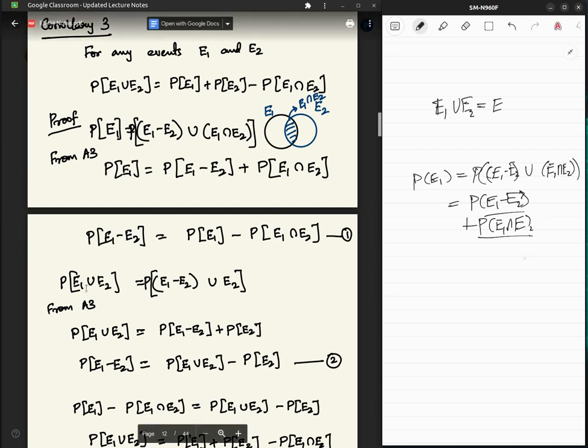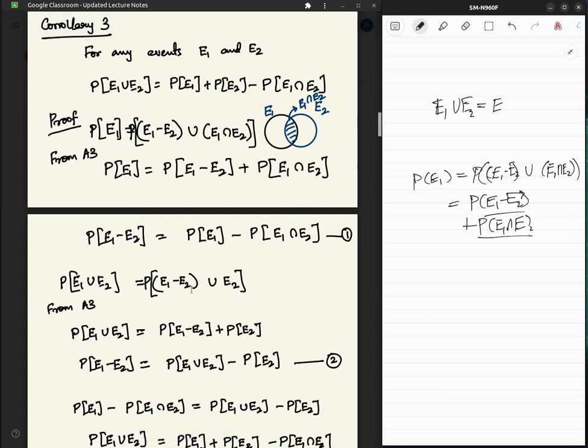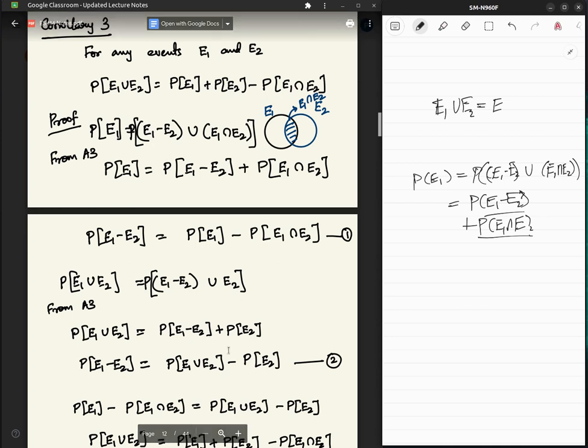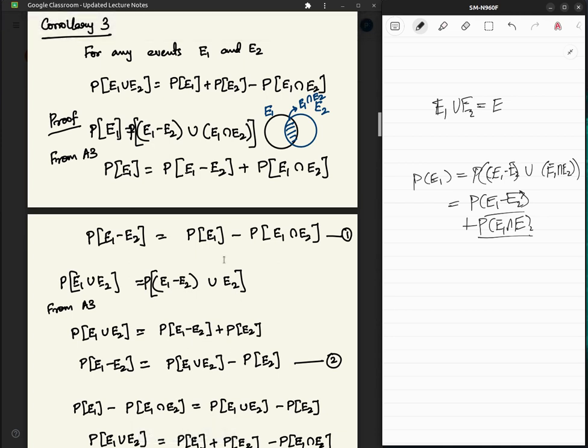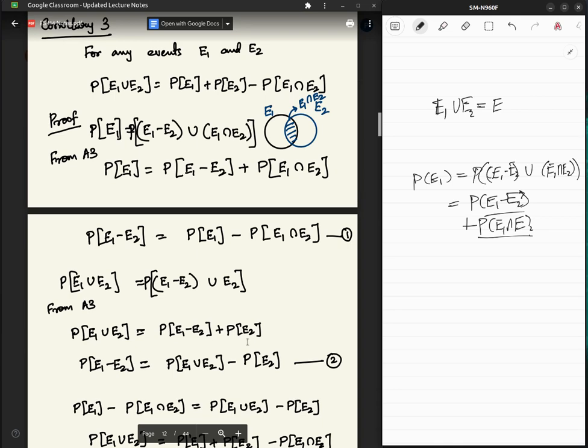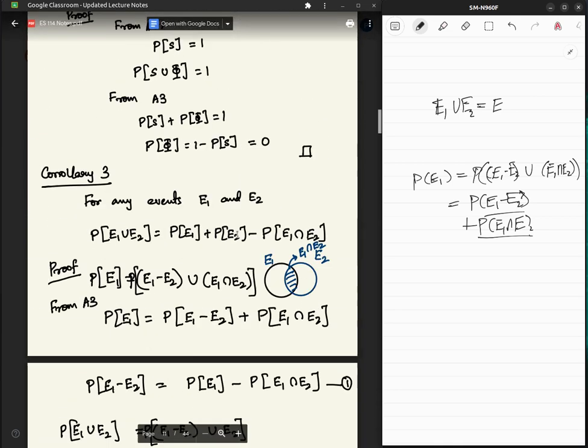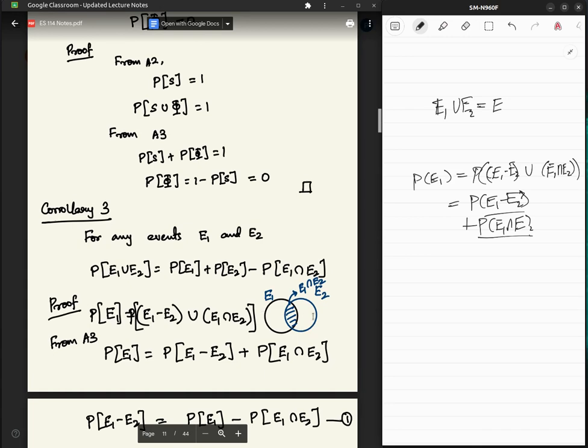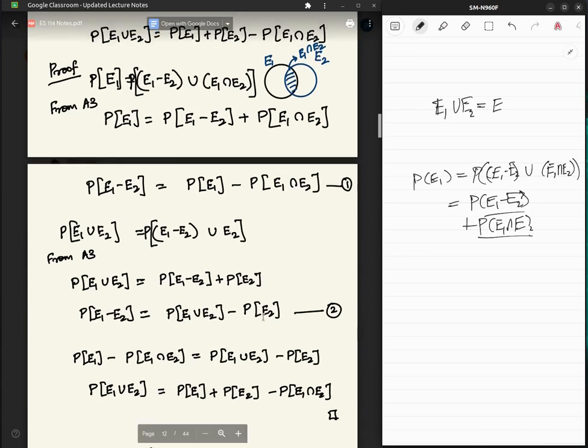And then he used the fact that E1 union E2 can basically be written as E1 minus E2 union E2, right? Yeah. And then E1 minus E2 is mutually exclusive to E2. So you can break this thing into probability of E1 minus E2 plus probability of E2. And then probability of E1 minus E2, you just pull that from here. And yeah, you get the thing. So very doable. All you have to do is break the union into two parts which are mutually exclusive, and then you can do it. Okay.